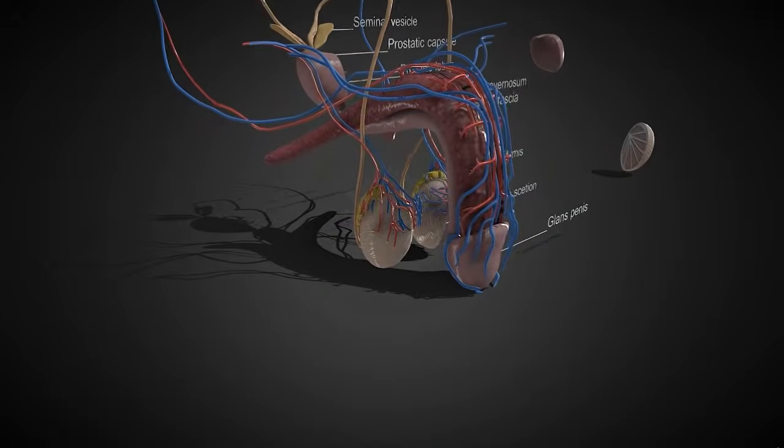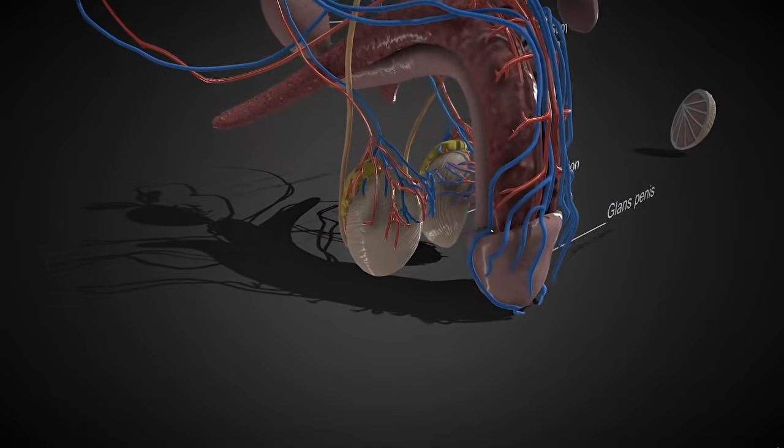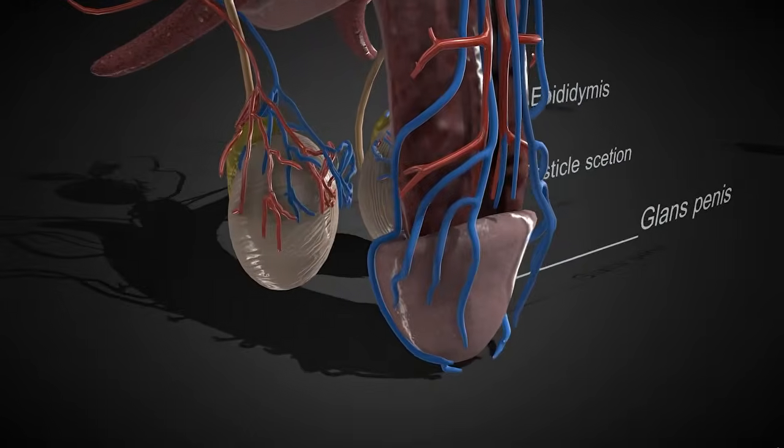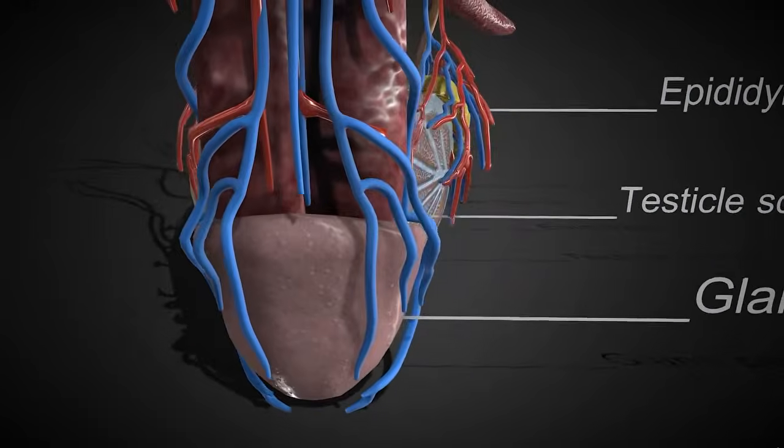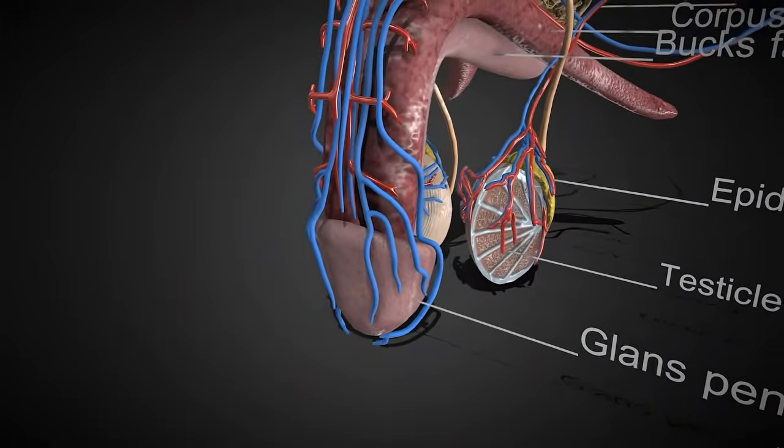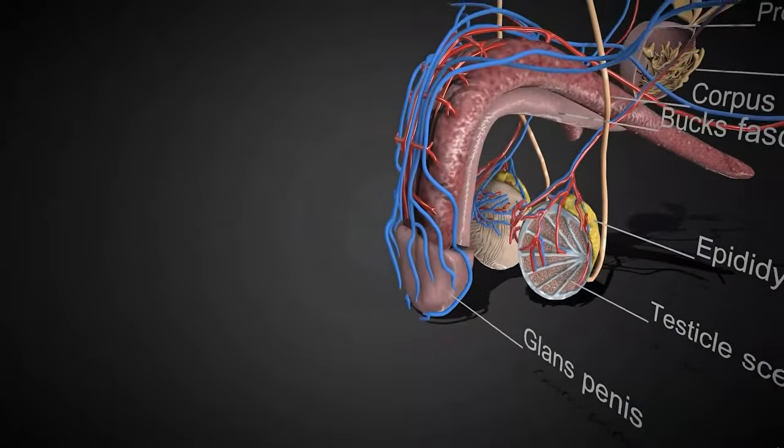Glans penis. The glans is the sensitive, rounded tip of the penis. It contains numerous nerve endings and is responsible for sexual pleasure. The foreskin, or prepuce, covers the glans and can be retracted.